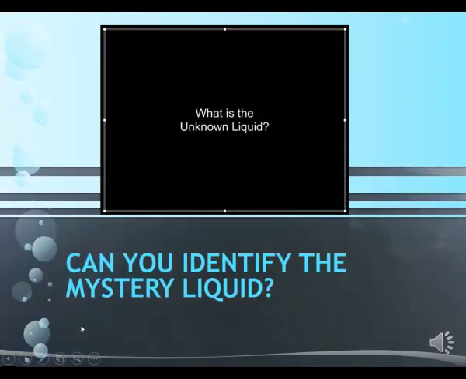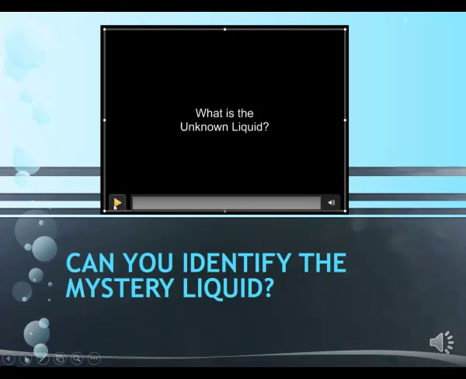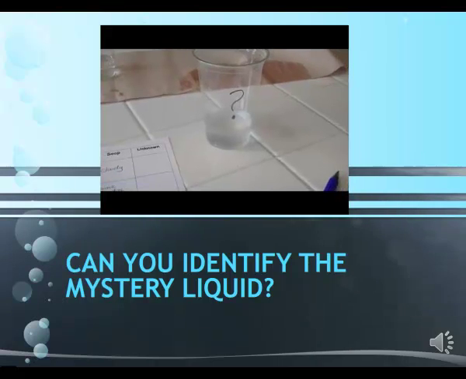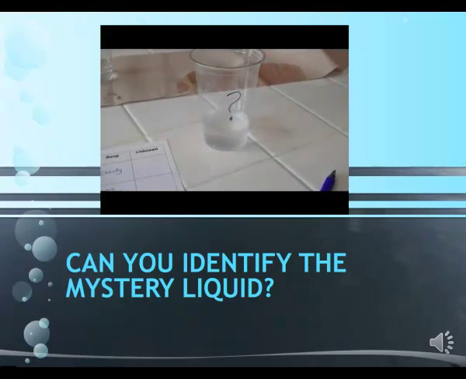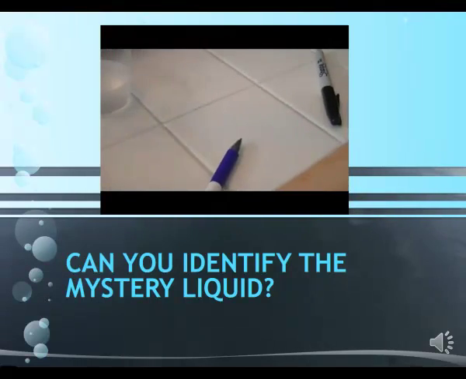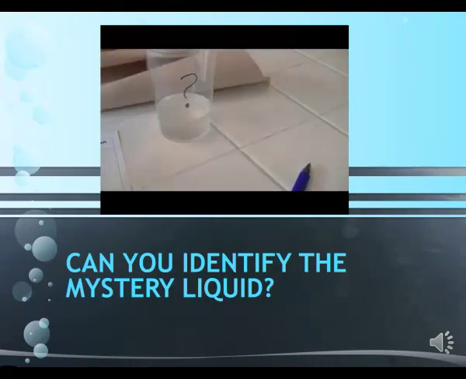Time for our unknown liquid. What do you think it's going to be? How will its properties compare to the properties of the four liquids we know? There it is. There's our unknown liquid. I've found it. I need to know what this unknown liquid is.